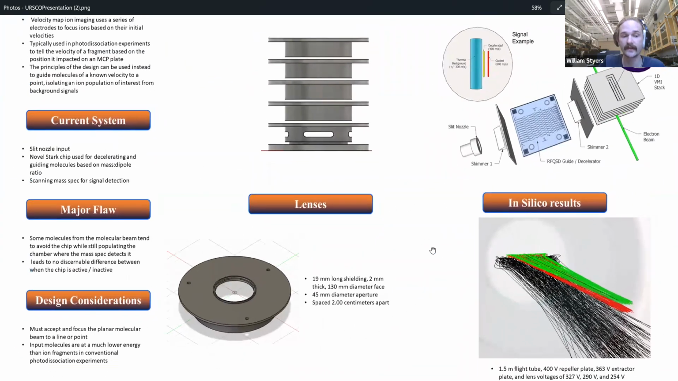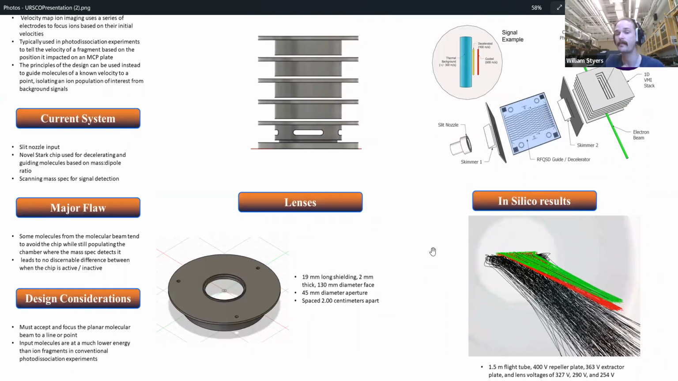A few design considerations that are different from a standard velocity map imaging setup: we're using a planar source of a gas beam, where the slit nozzle will produce a plane of gas, whereas most of the time you use almost like a laser beam of gas. And the molecules we're going to be studying are at a much lower energy than molecules typically studied with velocity map imaging, by about 10-fold. We're looking at molecules on the order of 0.1 electron volts, while they typically look at molecules on the order of 1 or above electron volts.